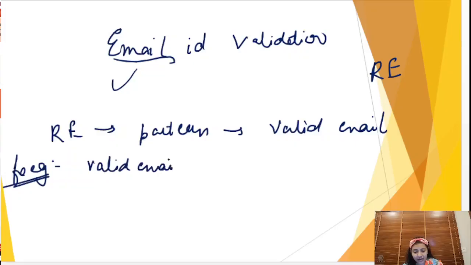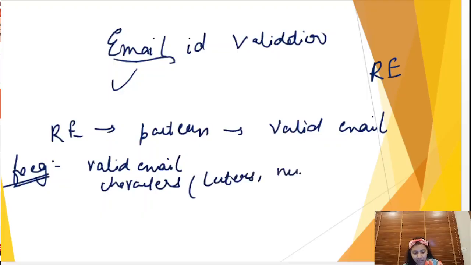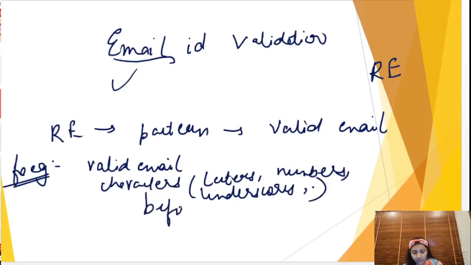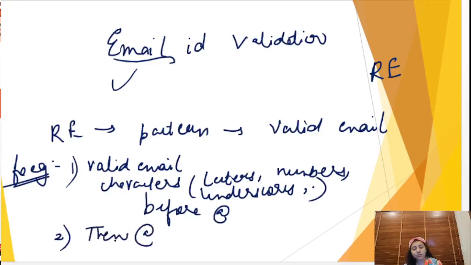Now, for example, what all things should a valid email ID contain? A valid email must have characters, right? It can have letters, it can have numbers, and it can have underscore also. It can even have a dot also before @ is encountered, right? So this is one of the rules. The second rule says then @ should be there.